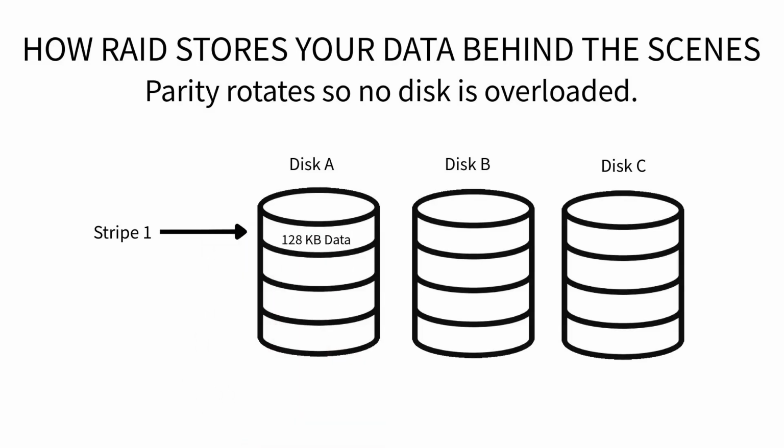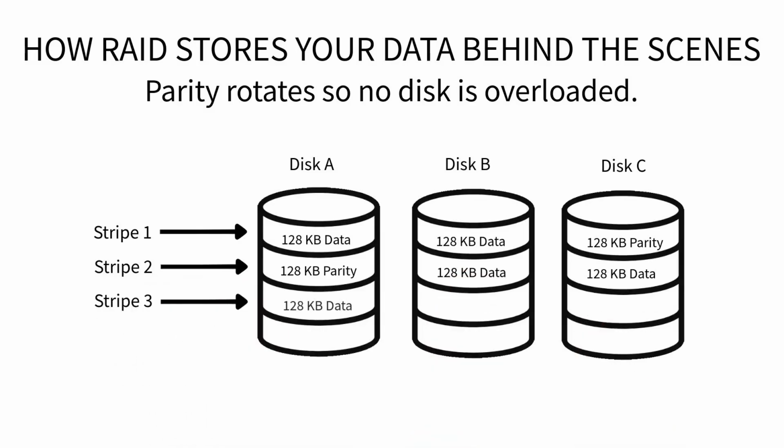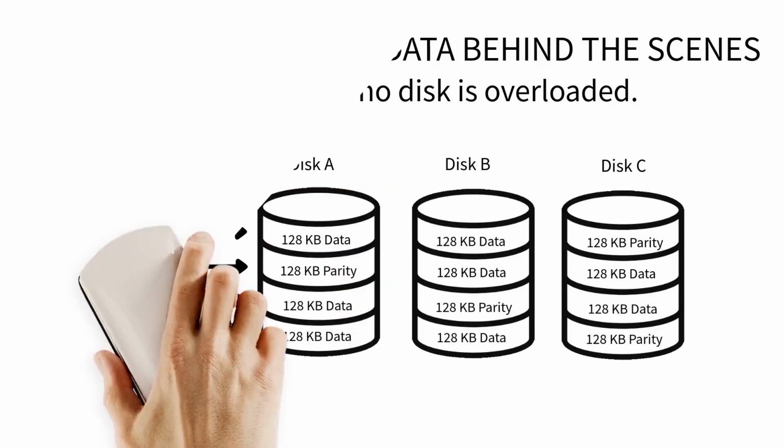For example, in Stripe 1, Disk A and Disk B hold data, while Disk C stores parity. In Stripe 2, Disk A stores parity, and the data shifts to the other 2 disks. This rotation keeps performance balanced while still protecting against a single disk failure.